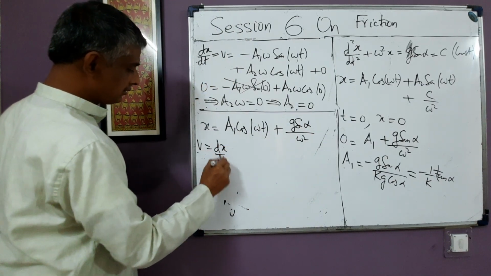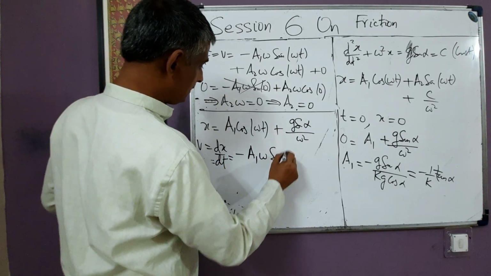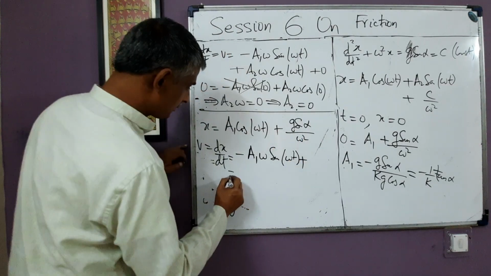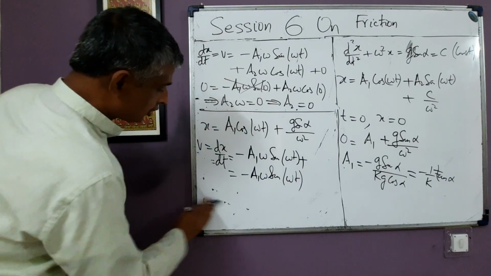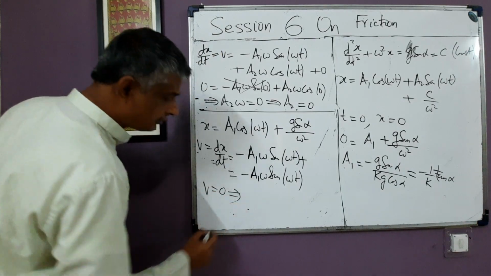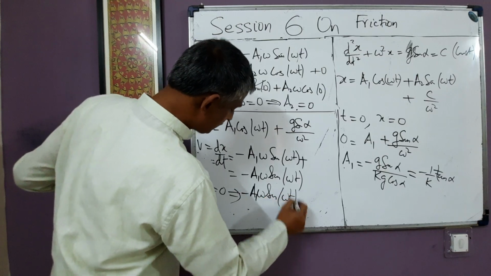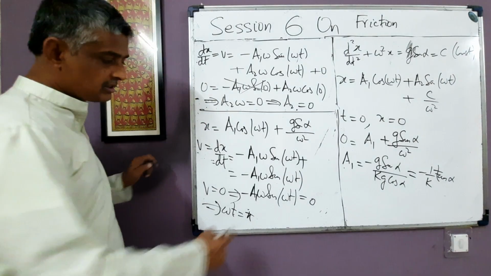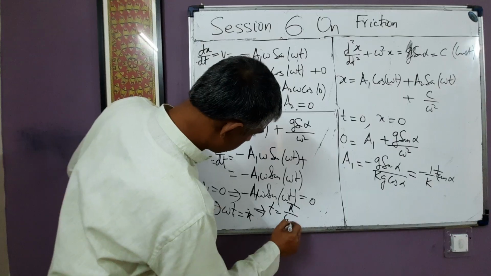Now, V is what? Dx by dt. That is V. So this becomes minus A1 omega sin omega t plus the derivative of this, which is 0. Now we have been asked after what time the block comes to rest. So when the block comes to rest, V becomes 0. That means minus A1 omega sin omega t becomes 0. That means omega t is equal to pi, because t cannot be 0. T has to be a non-zero value. So t becomes pi by omega.